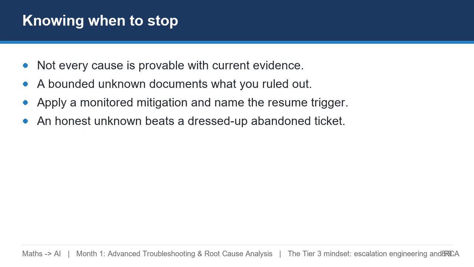Sometimes the cause simply can't be proven with the evidence you have. The mark of maturity is the bounded unknown. You document every hypothesis you tested, what ruled it out, the monitored mitigation you applied, and exactly what new data would let you resume, say, a fresh memory dump. That's honest engineering. An abandoned ticket labeled intermittent is not.